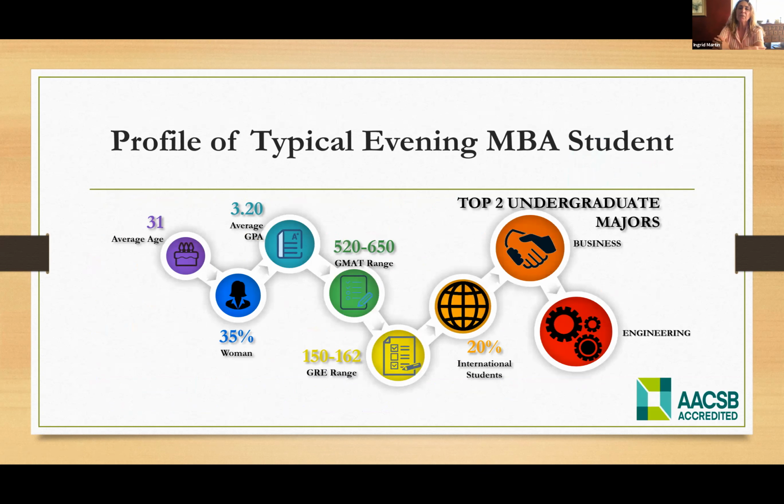So if you look at this, this is a profile of our typical Evening MBA student. The average age is about 31. You can see their GPA is about 3.2, 35% women. And then about 20% of our students in this program are international. The other thing I want to stress is that when you apply to an MBA program, there is no requirement that you have an undergraduate degree in business. In this particular situation, what I wanted to show is that our two top undergraduate majors are business and engineering.